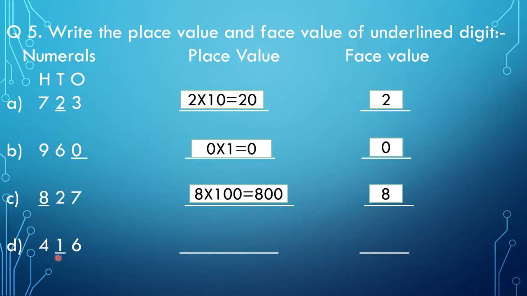Okay, and in D part 416. So here underlined digit is 1 and what is the place? That is tens place. So we will multiply 1 by 10 to find out its place value and that is equal to 10. And what is the face value of 1? That is 1 only. Okay, understood beta how we have to find out the place value and face value of underlined digit. Okay.